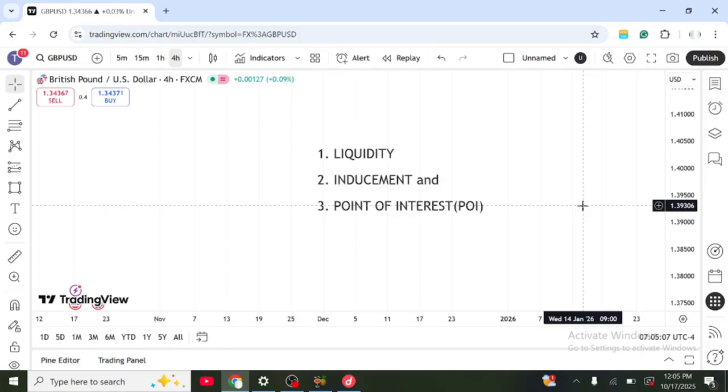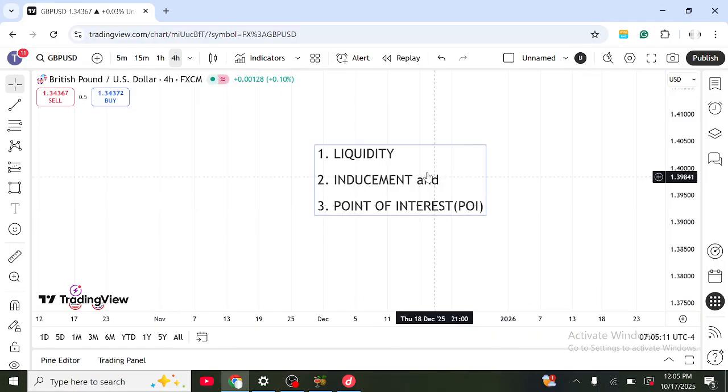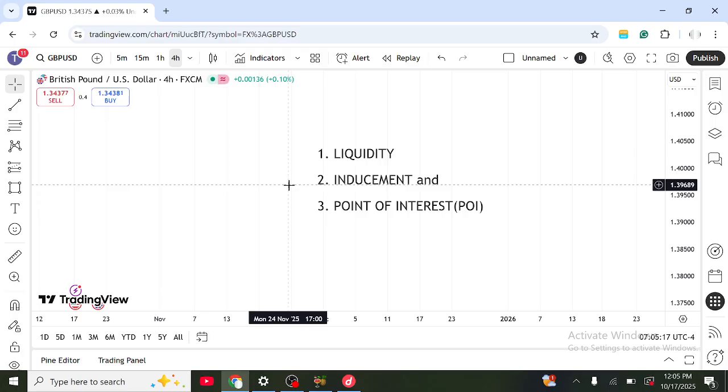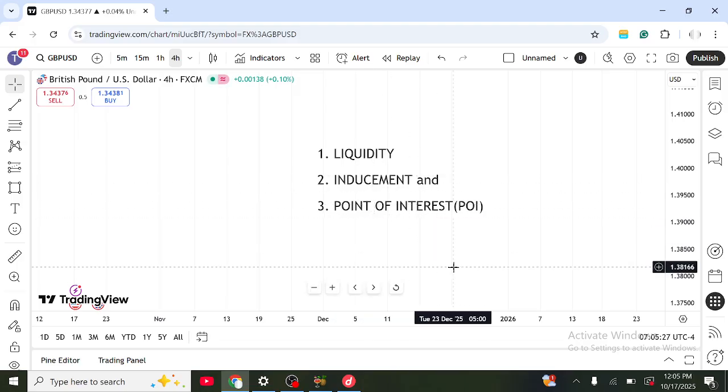Alright, so in this video you are going to learn about inducement. Now we've talked about liquidity in the previous video. I thought I'd be able to explain the three, but because of time I don't want the video to be lengthy, so we are breaking it down. So here you are going to learn about the types of inducement that we have.